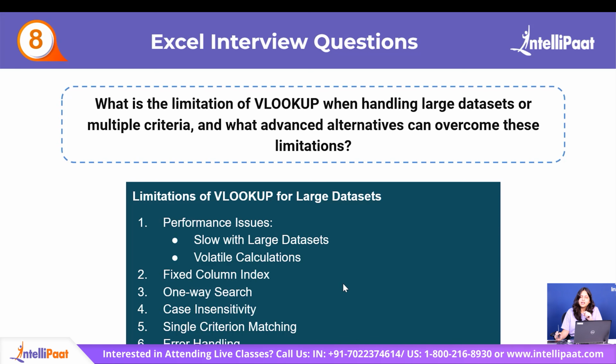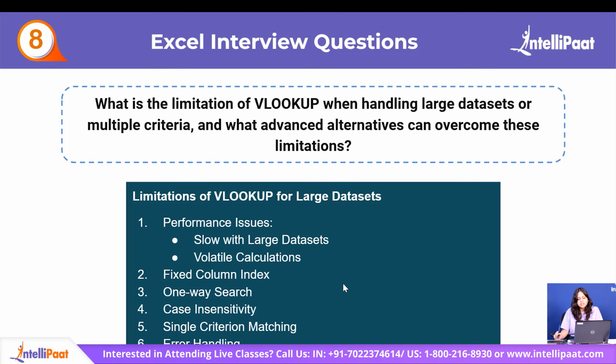Then we have the volatile calculations. Now, this basically means that if many VLOOKUP formulas are used, recalculating them can significantly impact the performance. So, this is basically what volatile calculation means. Then there is fixed column index. So VLOOKUP requires a fixed column index to retrieve the result. So if the column structure is changed, that is, columns are inserted or deleted, basically any changes made in the dataset are going to affect the formula. It could break the procedure and even produce incorrect results.